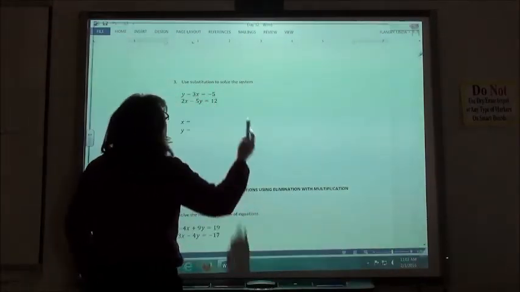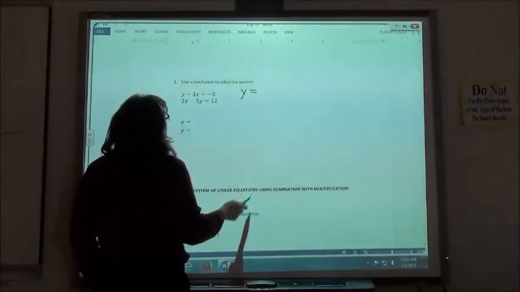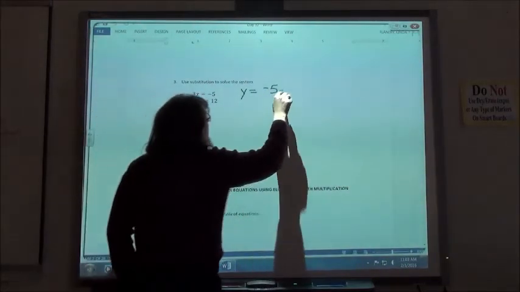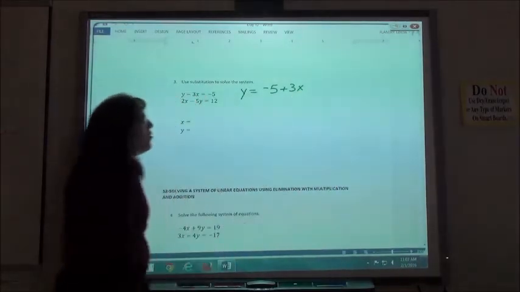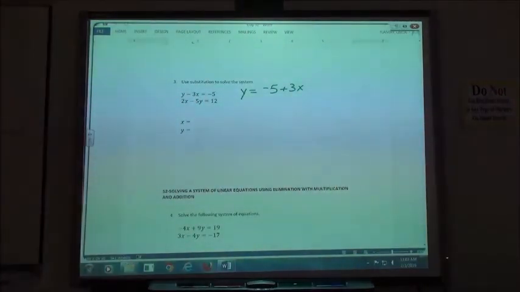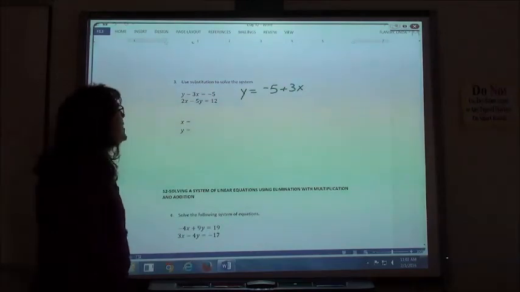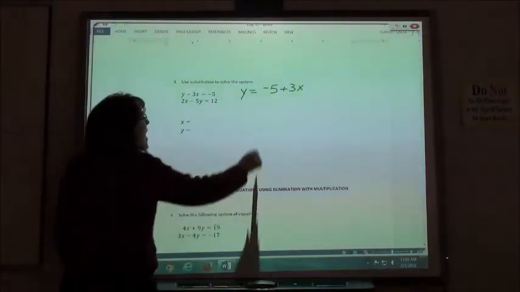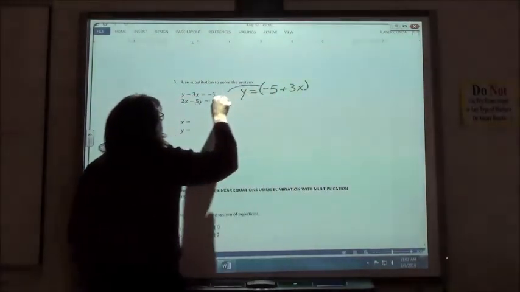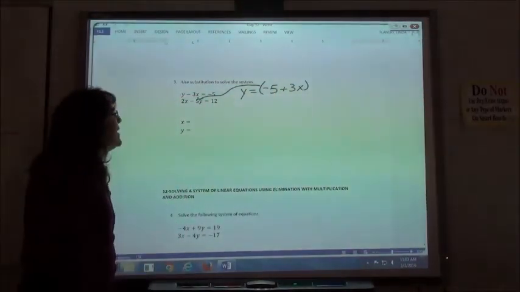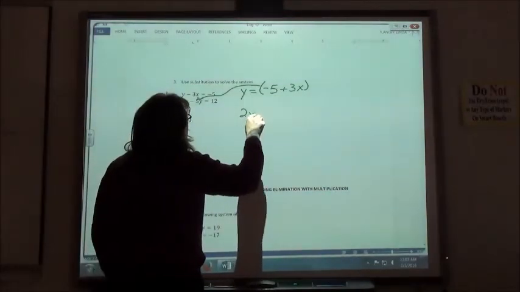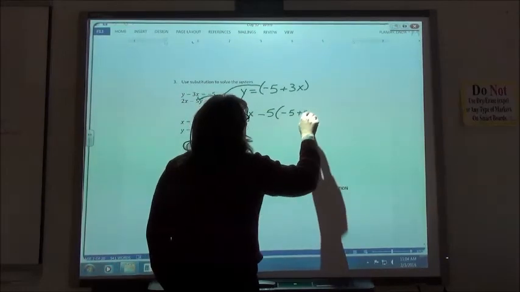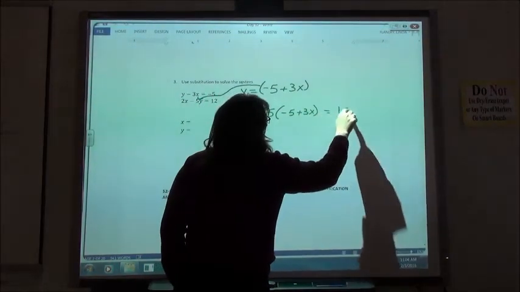And so I am going to say y is equal to -5, and if I move my x over to the other side, plus 3x. Or you could put 3x minus 5. Wouldn't make any difference which order you put it in. Now that I have that top equation rearranged and solved for y, I can substitute here in for my y value on my second equation. So 2x minus 5 times the y value, which is -5 plus 3x, equals 12.